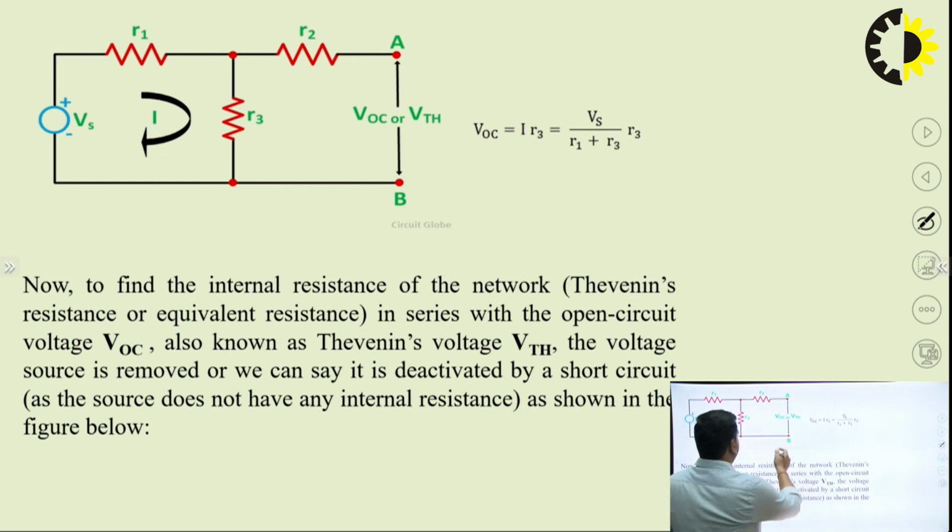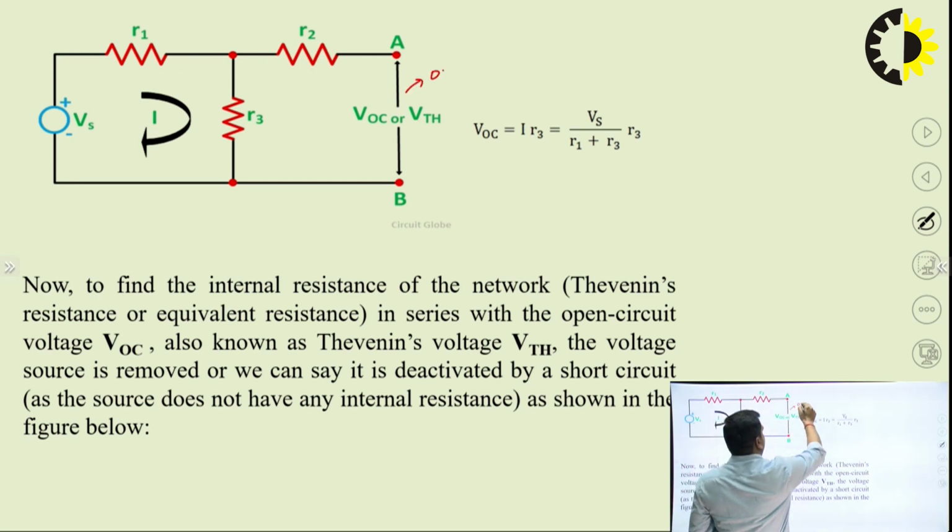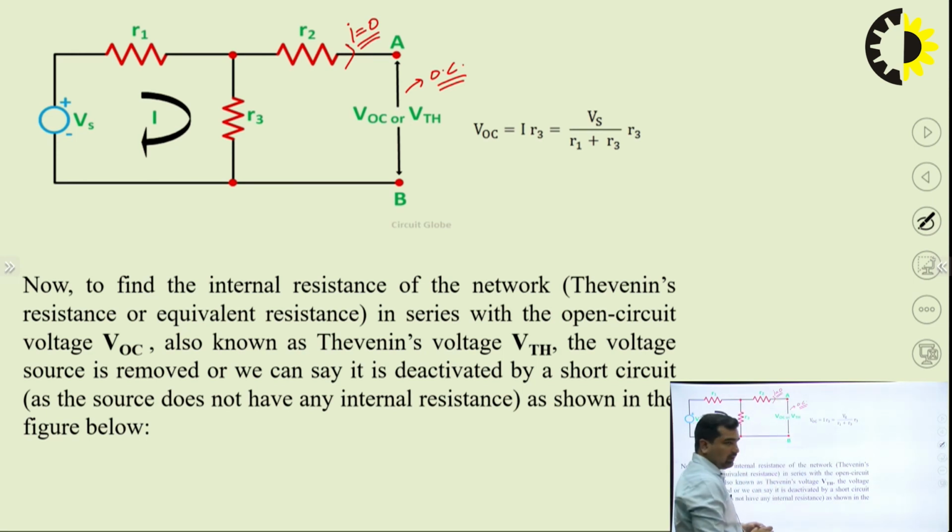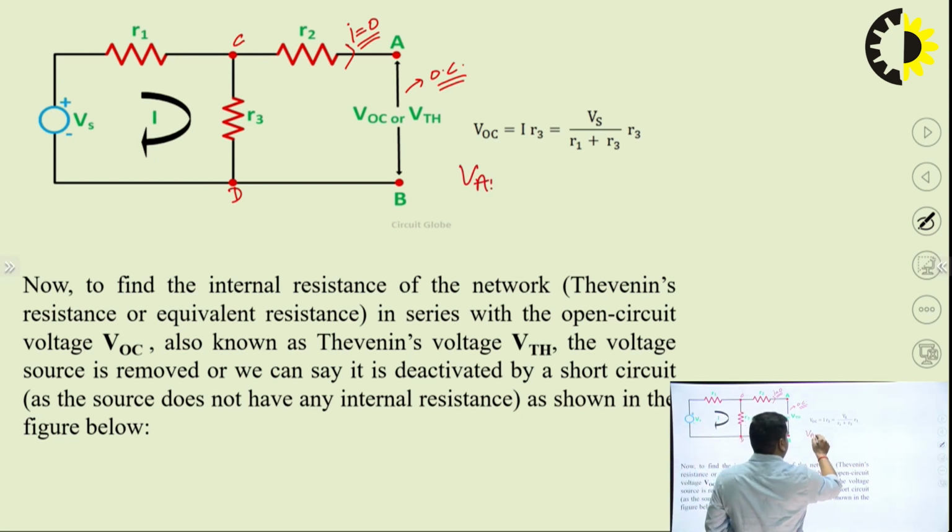So let's see, the network is here. After removing RL, our network becomes this one. This is open circuit. Open circuit means the value of current here is 0. So in this resistance R2, the value of current is 0. It means the voltage across terminal AB is equal to the voltage across terminal CD. So VAB is equal to VCD.